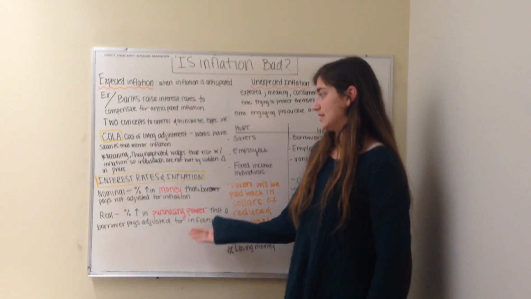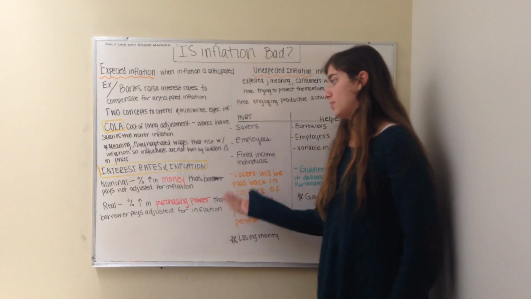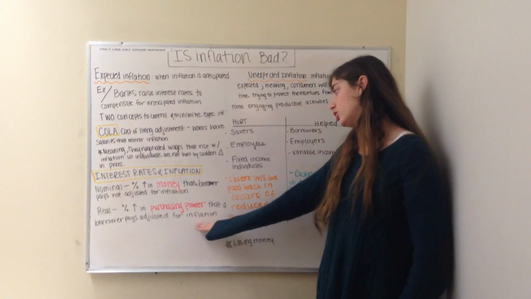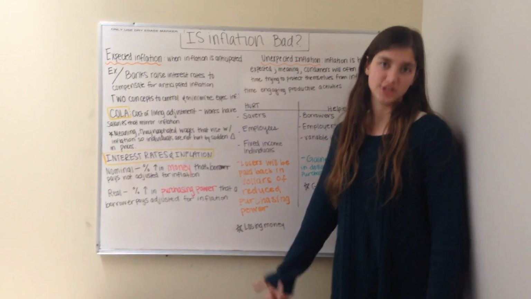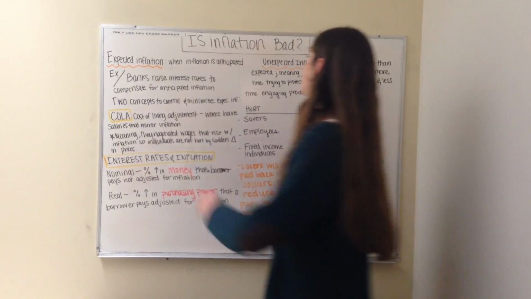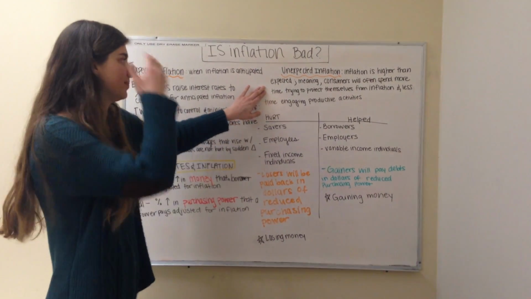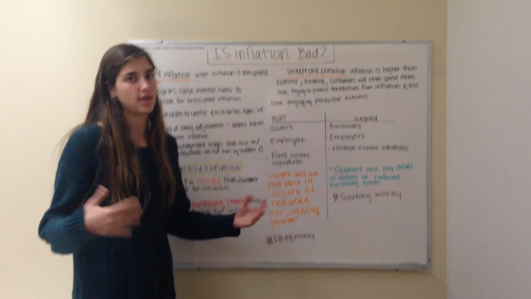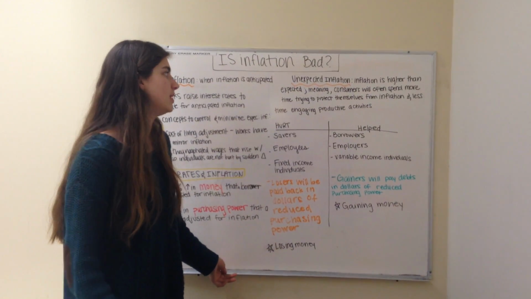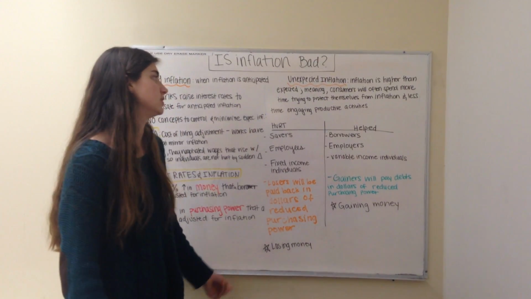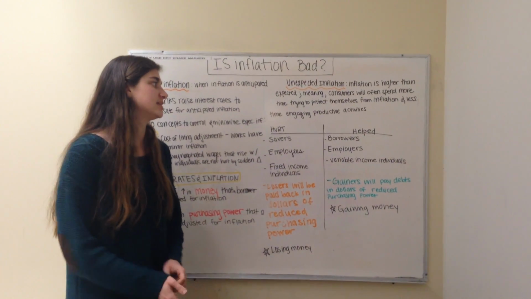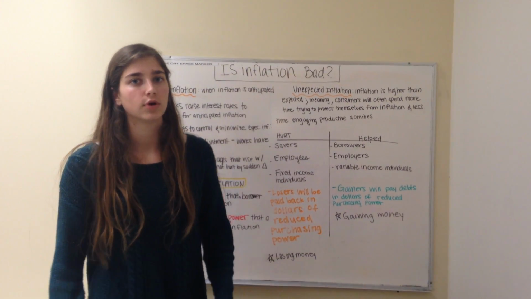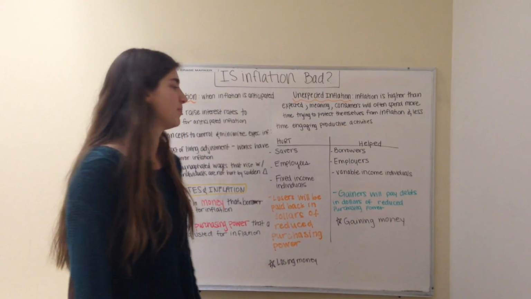So we know nominal as the percent increase in money that a borrower pays, not adjusted for inflation, and real as the percent increase in purchasing power that a borrower pays, adjusted for inflation. Now we take a look at unexpected inflation. Unexpected inflation is higher than expected, so it ultimately hurts people, meaning consumers will often spend more time trying to protect themselves from inflation and less time engaging in productive activities and building companies, so it's overall just a big downer on the whole economic system.